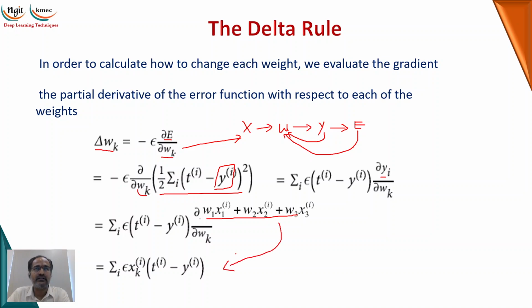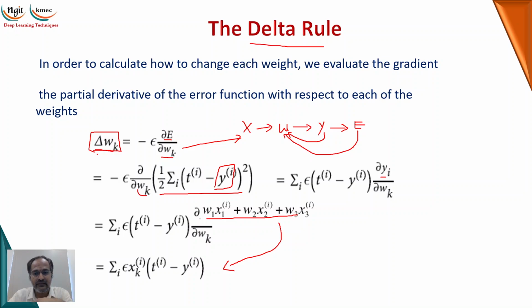So this complete concept is called the delta rule. We are calculating the derivative, that is also called the gradient, of the error with respect to that particular weight, so that for each weight we have to calculate this. After calculation of the gradients, we have to multiply the gradient with the learning rate, that is epsilon here, and apply this on the weight.